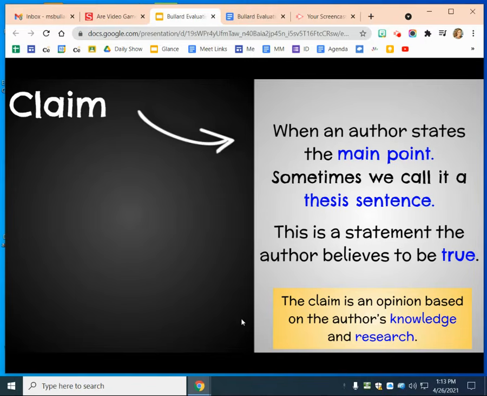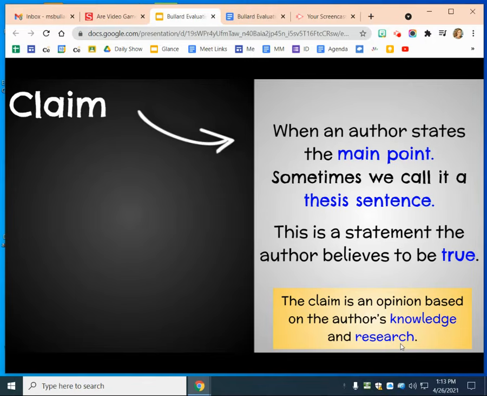Remember when we finished our novel studies and you had to write a thesis sentence and then you had to go back into the novels and find evidence to support your reasons. All of that is argument writing. You have done this before. So the claim is a statement that the author believes to be true. Okay, and if the author believes it to be true, the author is going to try and prove it's true through reasons and evidence. The claim is an opinion based on the author's knowledge and research. So research meaning if you go back into a text and find quotes from a book, that's research, okay? And that's going to support your overall claim.